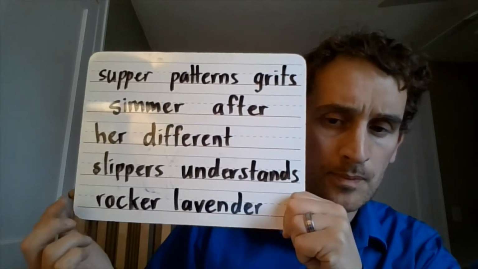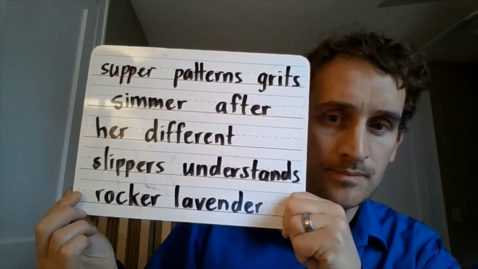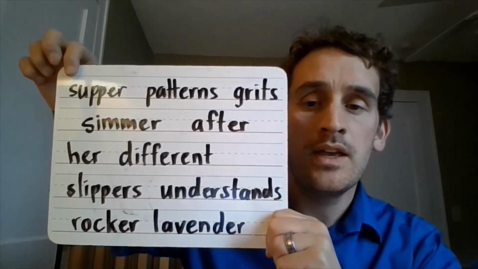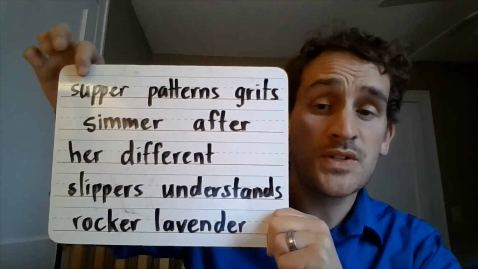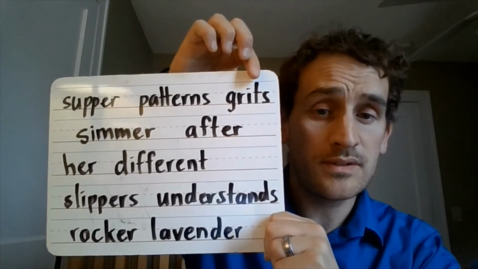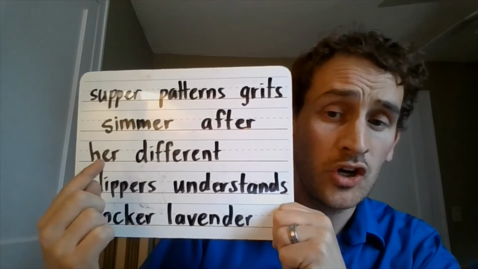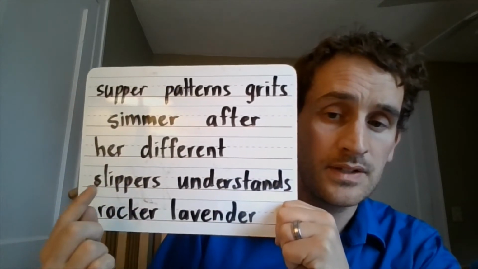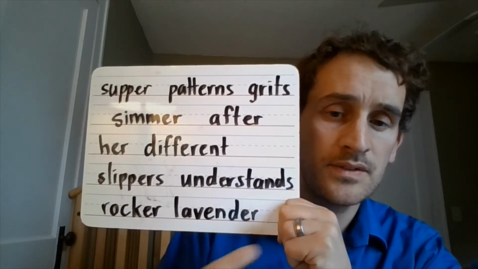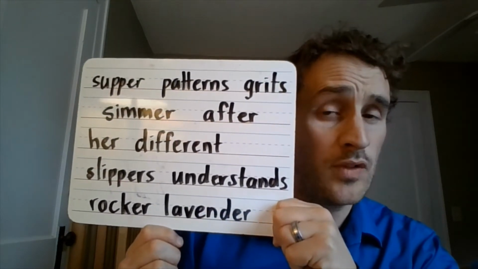Did you get it? Let's see if we can figure it out. So, we have the word supper, patterns, grits, simmer, after, her, different, slippers, understands, rocker, lavender. What's the same about all these words? I'm going to write it down. See if you got it.